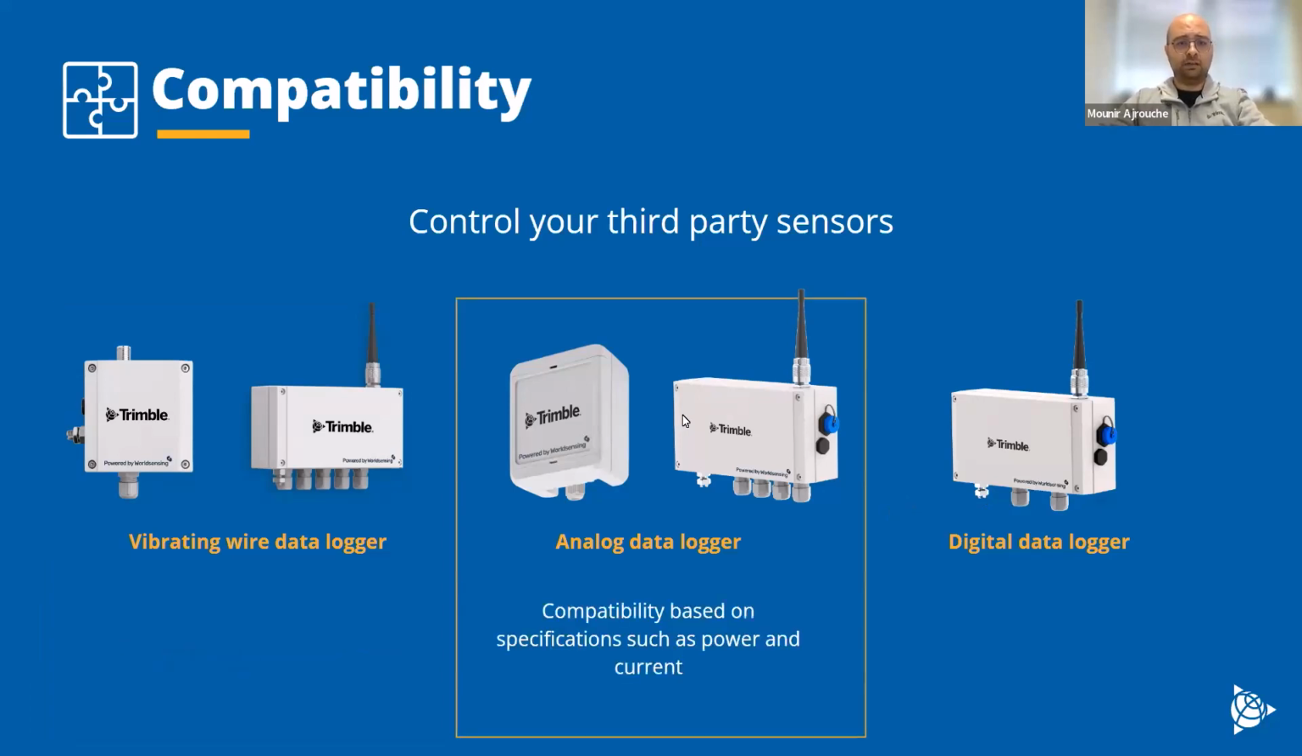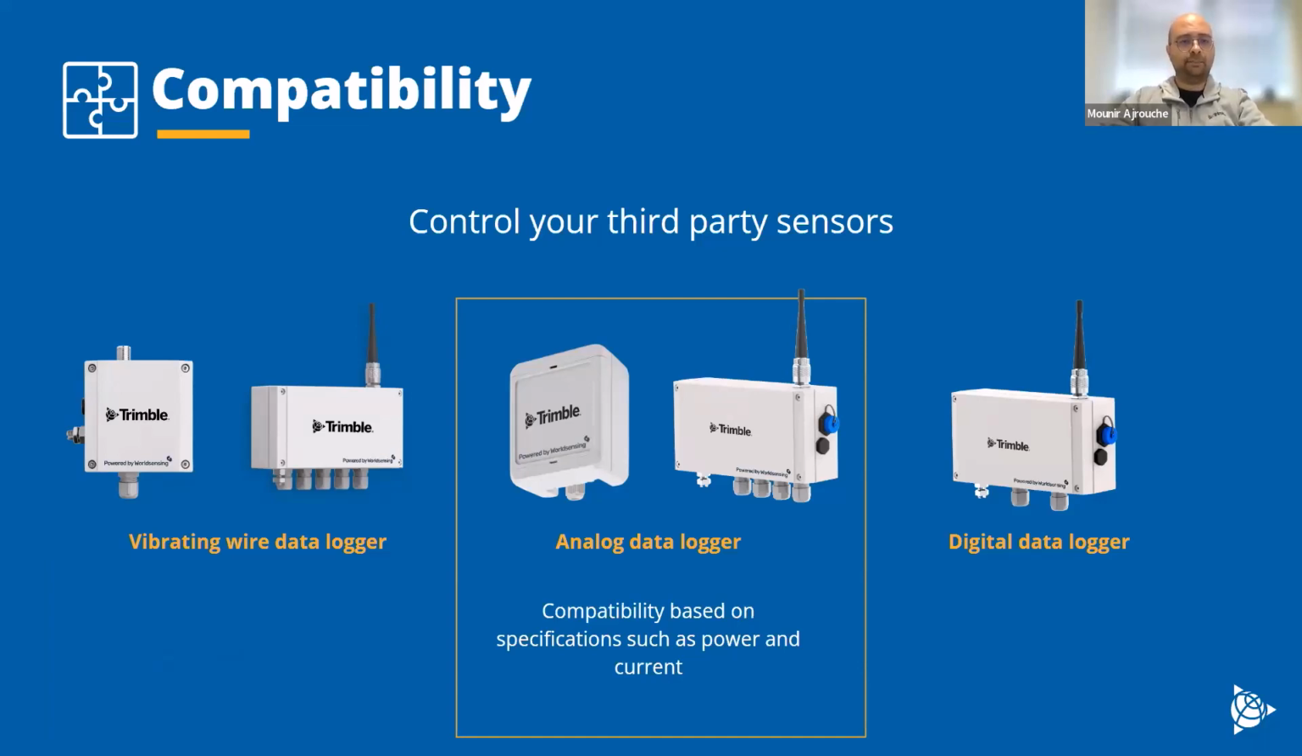We have the analog data logger. It can power sensors from 5 volt, 12 volt, 24 volt, up to 60 milliamp, with 4 channels and an external antenna. It can read the outputs from the sensor like the voltage, current loop, thermistor, and PT100.